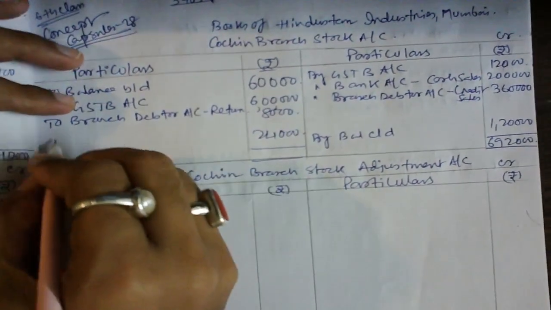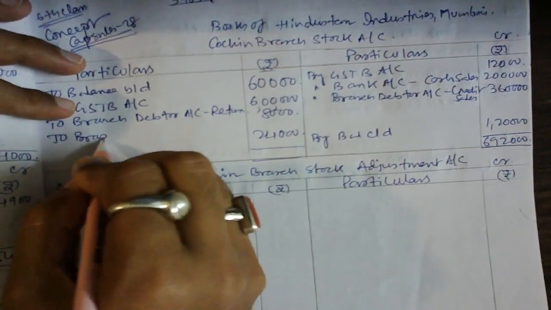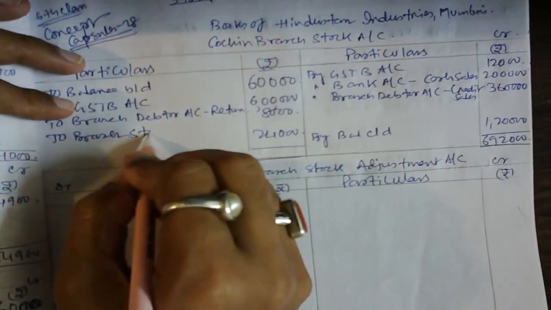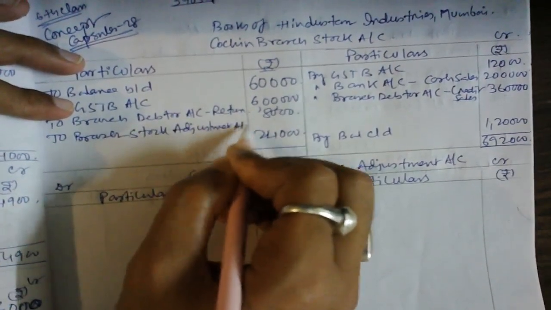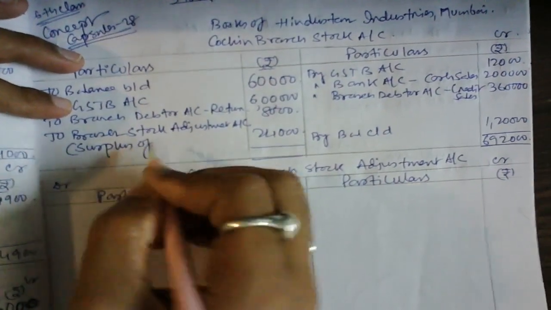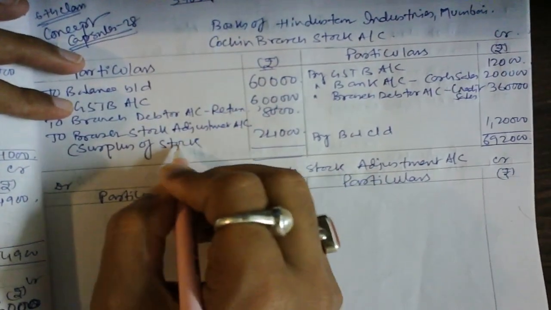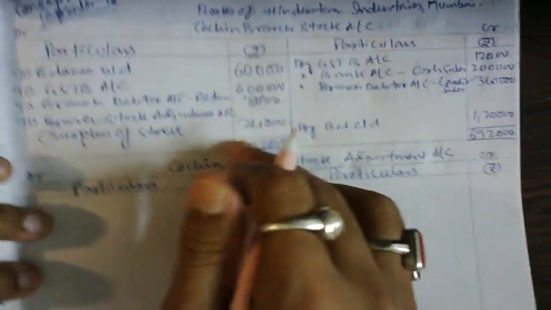So you can write here 2 branch stock adjustment account, definitely we need to transfer it. You can say surplus of stock 692. This will go to transfer here.